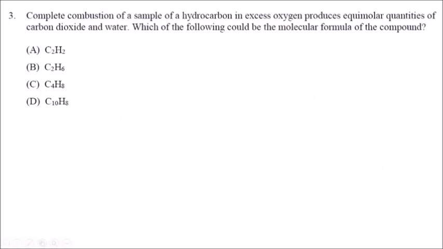In number 3, it says complete combustion of a sample of a hydrocarbon in excess oxygen produces equimolar quantities of carbon dioxide and water. And we're trying to figure out the molecular formula of this compound. So the balanced equation we can't really do since we don't know the formula of the hydrocarbon. So what does equimolar quantities mean? That just means we have the same number of moles of carbon dioxide as we have water.